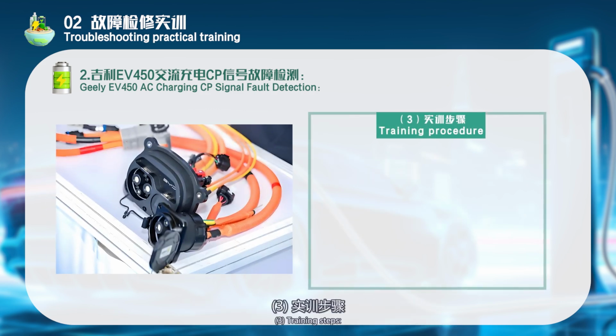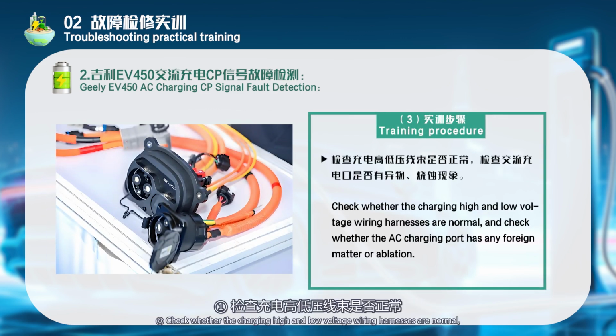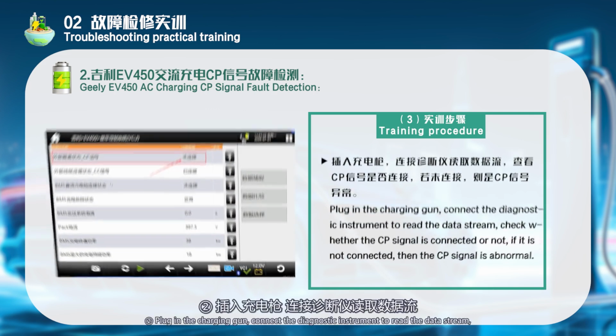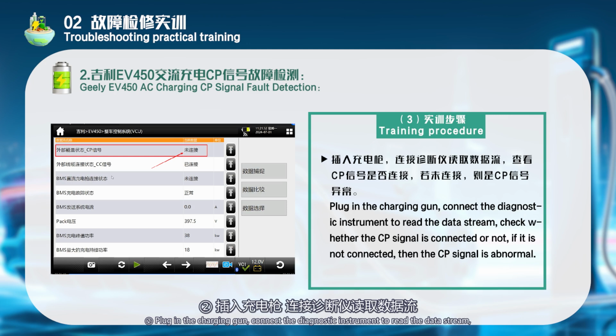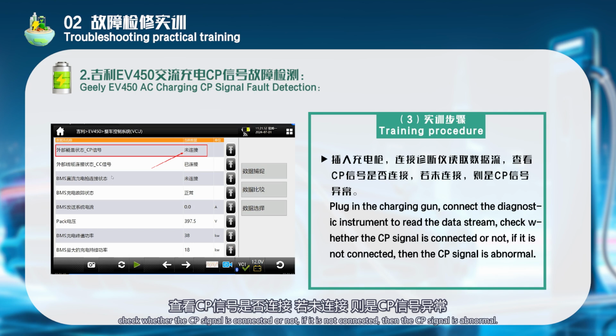3. Training steps. Check whether the charging high and low voltage wiring harnesses are normal, and check whether the AC charging port has any foreign matter or ablation. Plug in the charging gun. Connect the diagnostic instrument to read the data stream. Check whether the CP signal is connected or not. If it is not connected, then the CP signal is abnormal.